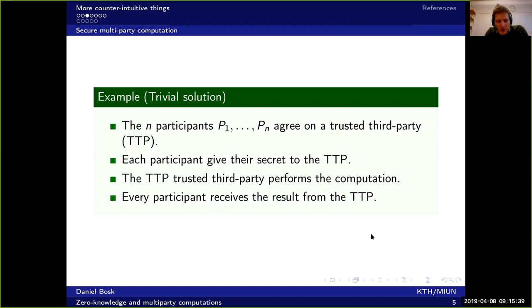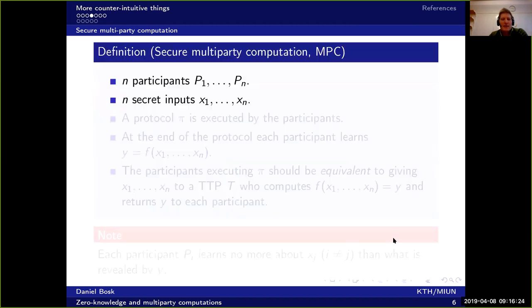Now, the trivial solution is that these n participants agree on a trusted third party, and then they give their secret to this trusted third party, and this trusted third party then performs the computation, so evaluates F on all these secret inputs, and then returns the output to each of the participants, and then no participant has learned the secret input of any of the others. So this is the trivial solution, and it turns out we will actually use this trivial solution in designing how to do this.